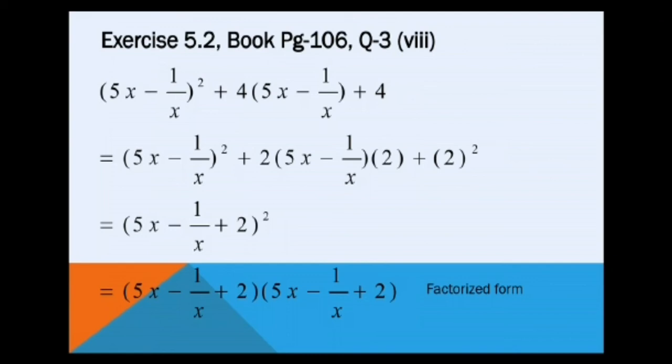5x minus 1 over x is in a perfect square. Now formula: 2 multiplied by 5x minus 1 over x. 4 is also a perfect square, so 2 will be the second value, plus 2 whole square. Yes students, we are applying an identity here. Which identity? The first identity. So we will close it, 5x minus 1 over x plus 2 whole square. Write it in product form. So 5x minus 1 over x plus 2 multiplied by itself 2 times. This is the factorized form finally. I hope this is clear to you.